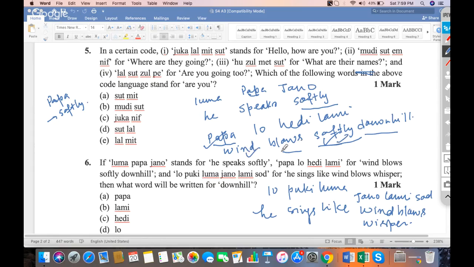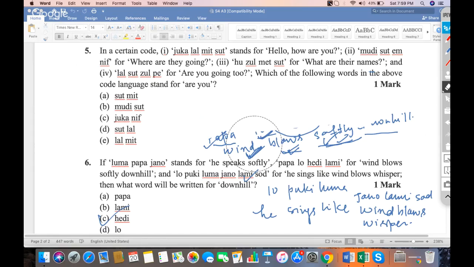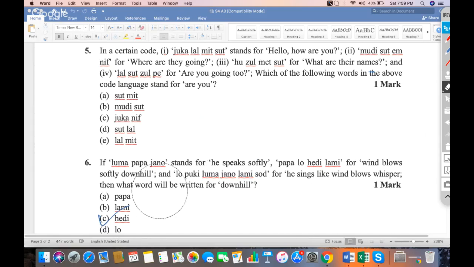I know wind blows. Where is wind blows? Where is the question? I'm looking at the wrong place itself. So wind blows lo. Lo is there here. It means that either wind or blows is lo, and wind is there. So is Lamy there? Lamy is there. So wind lo and Lamy cannot be for downhill. Softly I already know. So there is only one thing, which is Heri. So Heri would be for downhill. So question 6 is option C.